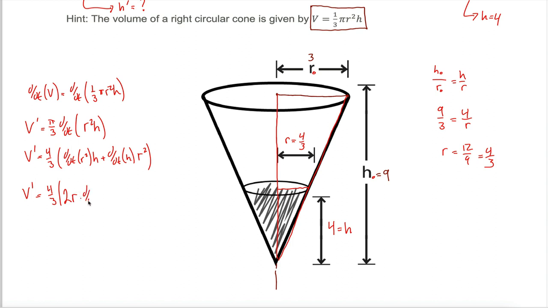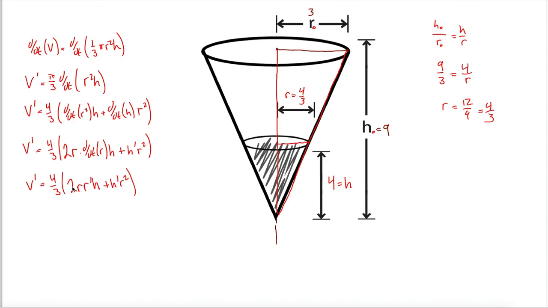But then I'm not done. I have to multiply that by the derivative of the inside function, the derivative of r. We still have this h here that we're not taking the derivative of. Then we have to add to that the derivative of the h, which is just h prime, times this r squared that we're not taking the derivative of. We're just about done with our calculus. The derivative of r is r prime. So inside these parentheses, I get 2r r prime h plus h prime r squared. V prime equals 4/3 times (2r r prime h plus h prime r squared).